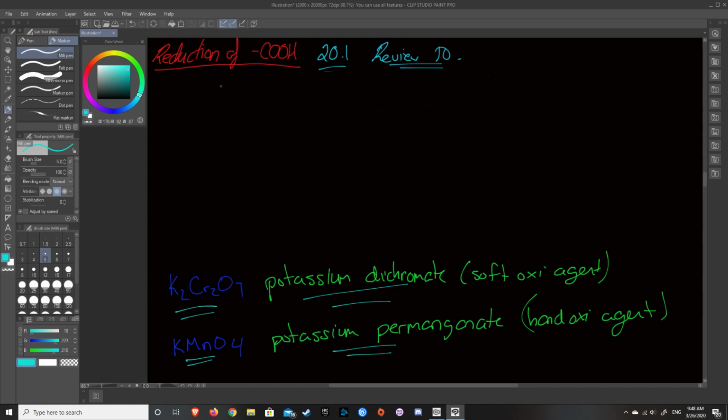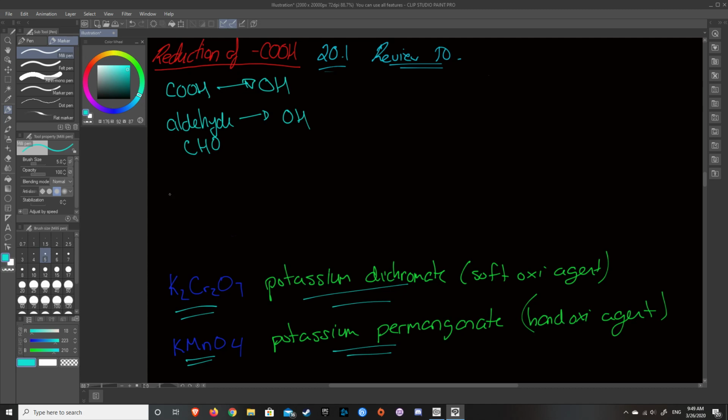So the reduction of carboxylic acids: we either have a COOH group, so a carboxylic acid, and we can reduce it directly to an alcohol, or we get the aldehyde. I believe we read it as CHO, so a CHO group, and we could reduce that to an alcohol. Once I do a question on this, I'll show you how this matters, whether we can reduce aldehydes or reduce carboxylic acids.